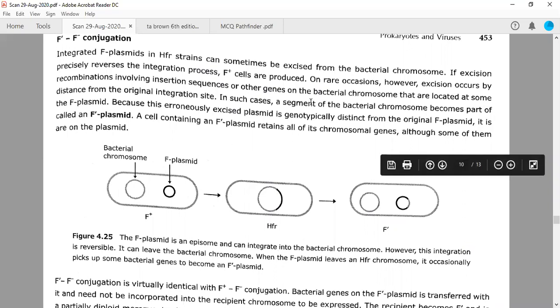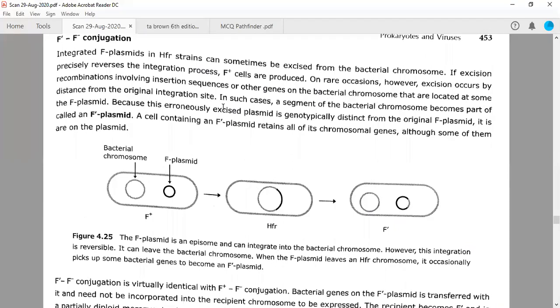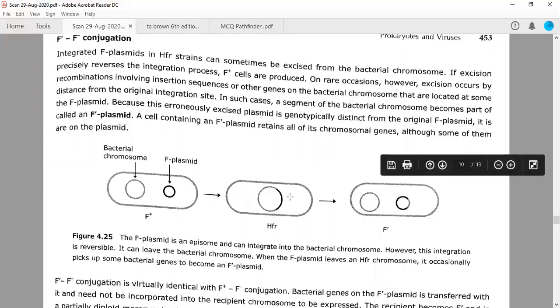In such cases, a segment of the bacterial chromosome becomes a part of the F plasmid. What will happen? Some of the genes or a section of the bacterial chromosome will become a part of the F plasmid, right? Because this is an error-prone process, right? So this erroneously excised plasmid is genotypically distinct from the original F plasmid. There are genotypic differences between this F plasmid and this F dash plasmid. It is therefore called F dash. Right.